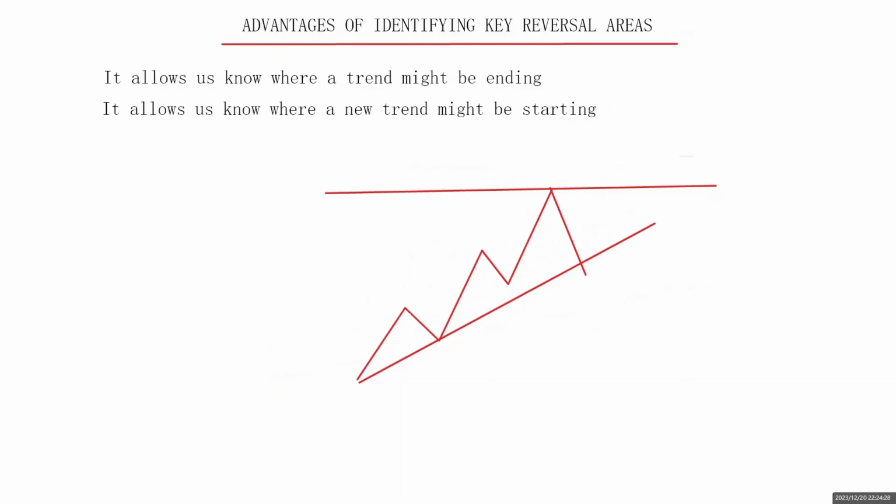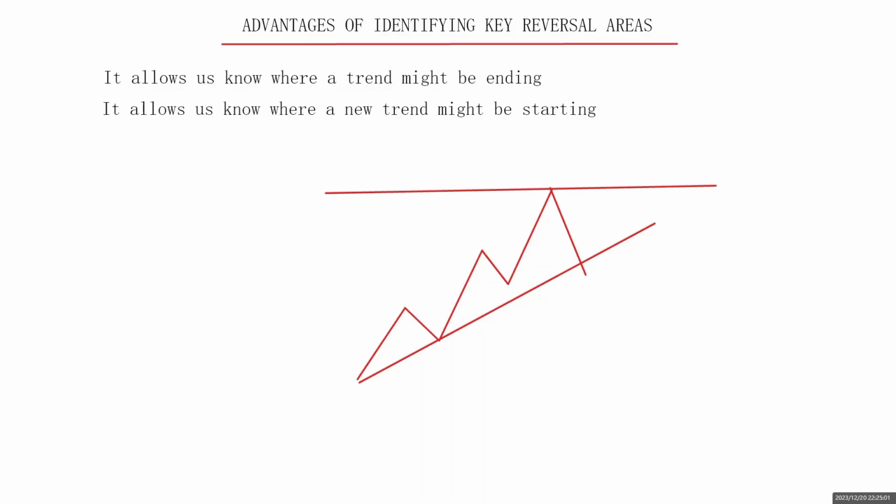Okay, so the key reversal areas are very important, and we should identify them on the charts as they give us a heads up. Like I said, they are the first element that allows us to know where a trend might be ending and where a trend might be starting, because they are the first elements that trigger a break of structure. If price is making higher highs and higher lows and hits a strong resistance or strong support key reversal area, prices might not be able to go beyond that level, and that will trigger a break of structure.